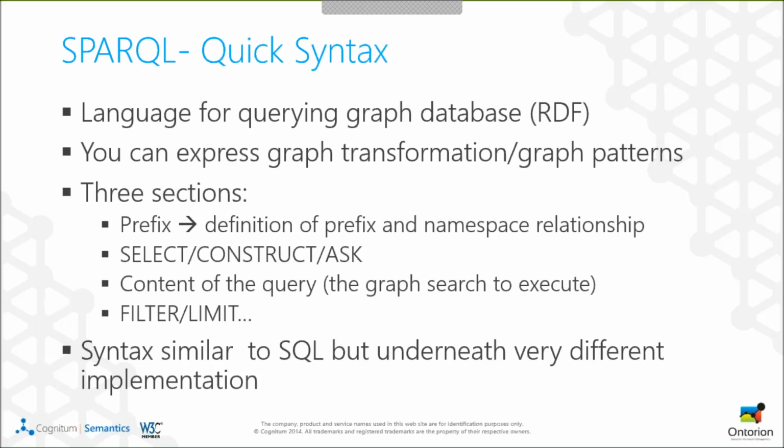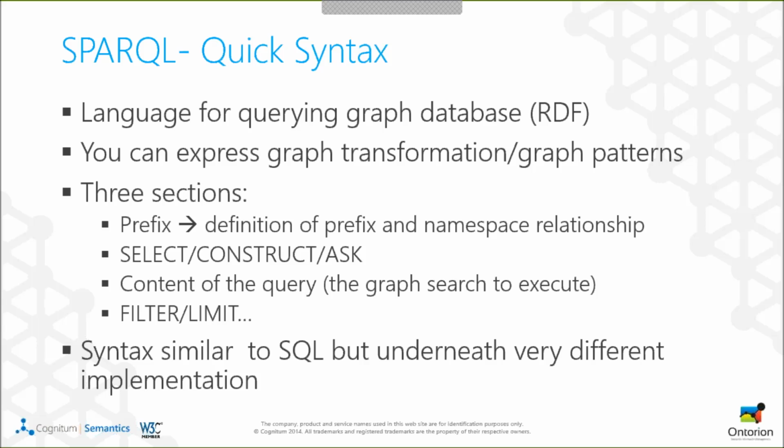Another thing you can do is ask. So ask is a way in which you will tell the SPARQL processor to return a Boolean result, and this Boolean result will be true if the things that you were searching for, the graph pattern, exists, and it will be false if this graph pattern does not exist.